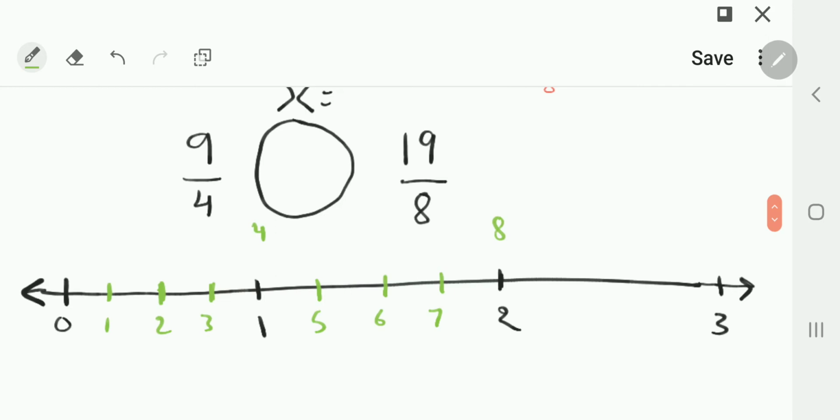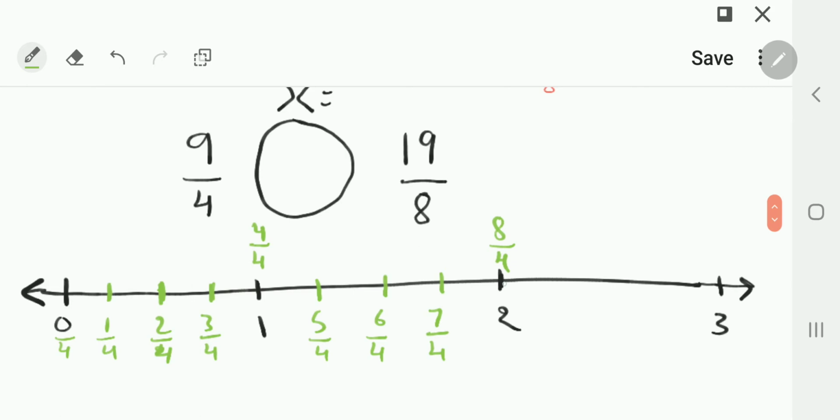Oh, but I need 9/4. Very good. So this is 0/4, 1/4, 2/4, 3/4, 4/4 is 1. This is how you check, you make sure that you are doing it right, because 4/4 is 1, 5/4, 6/4, 7/4, 8/4 is basically 2. Oh, but I need 9/4.